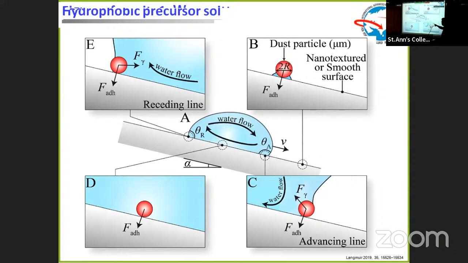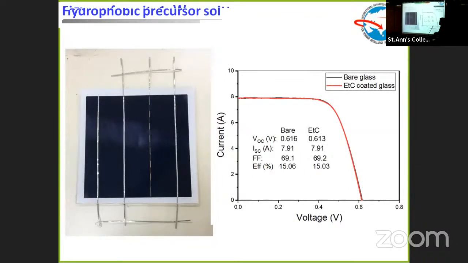This is a very nice work done by a German institute, and they published a long list of theoretical understanding. They also tried to figure out from these what the optimum water contact angle is, required to remove the dust from the solar panel surface. After that, we developed the solution, applied it on the glass surface, and then tested for transmission and the water contact angle.